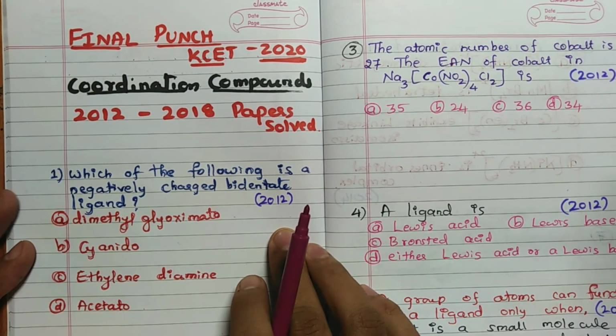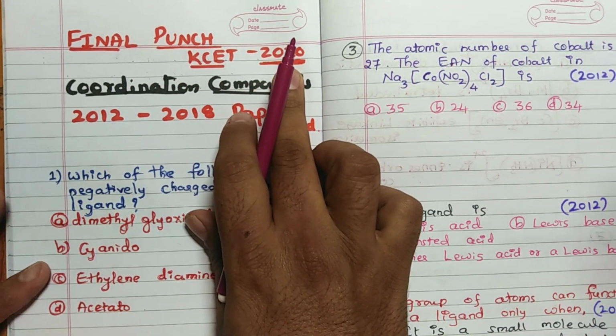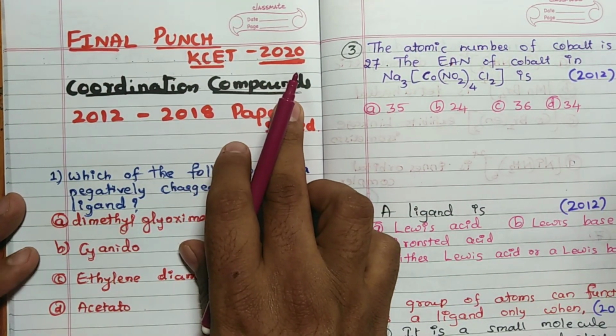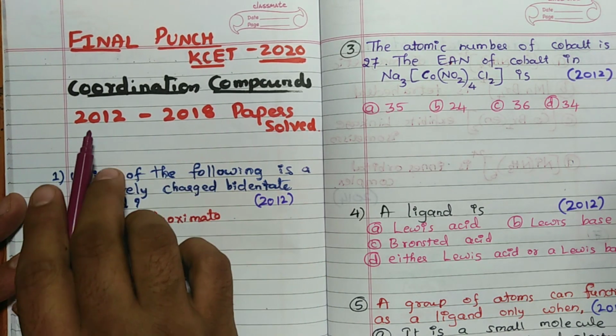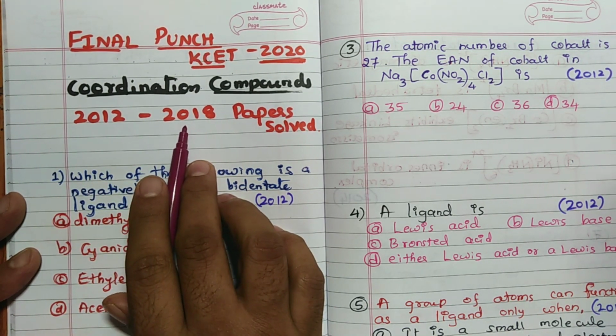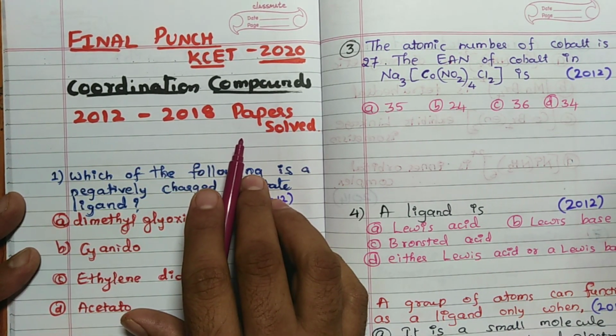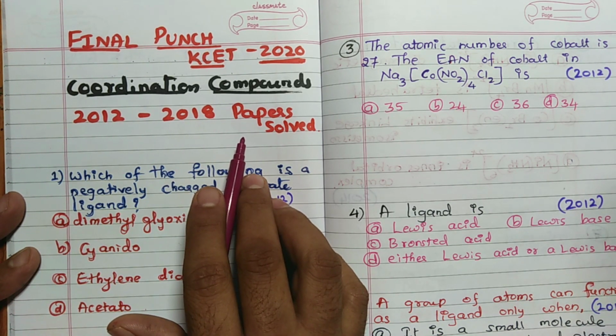Now I am going to discuss Final Punch KCET 2020 Coordination Compounds, the last 7 years papers from 2012 to 2018. The 2019 paper I have already solved in detail. The link is given in the description box that you can refer.